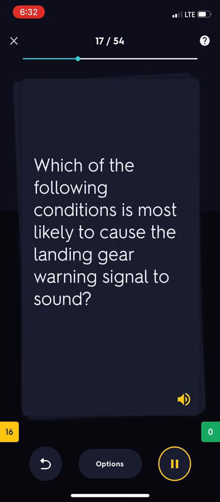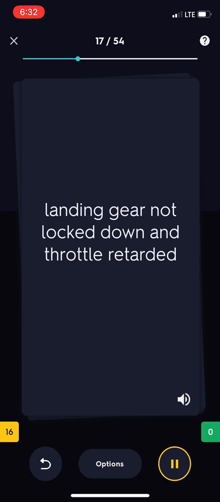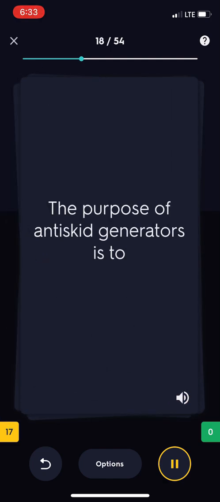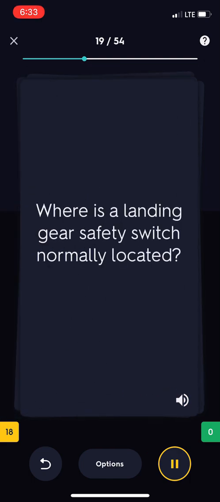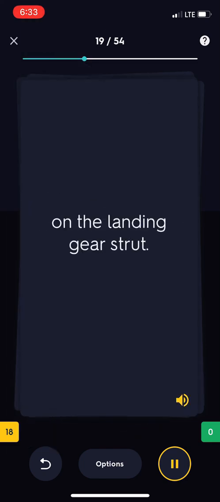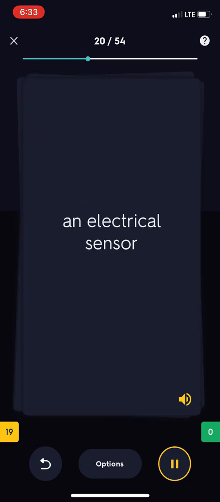Which of the following conditions is most likely to cause the landing gear warning signal to sound? Landing gear not locked on and throttle retarded. The purpose of anti-skid generators is to measure wheel rotational speed and any speed changes. Where is a landing gear safety switch normally located? On the landing gear strut. In an anti-skid system, wheel skid is detected by an electrical sensor.